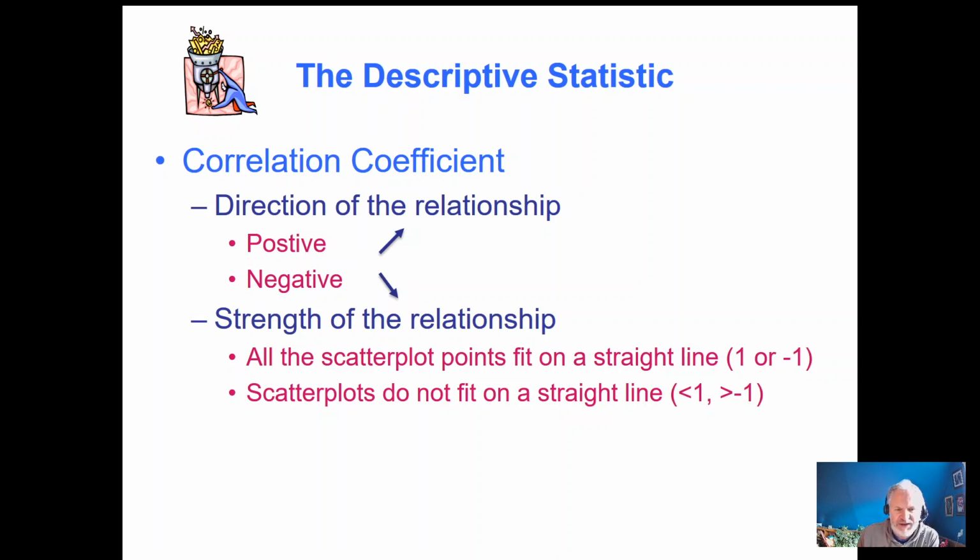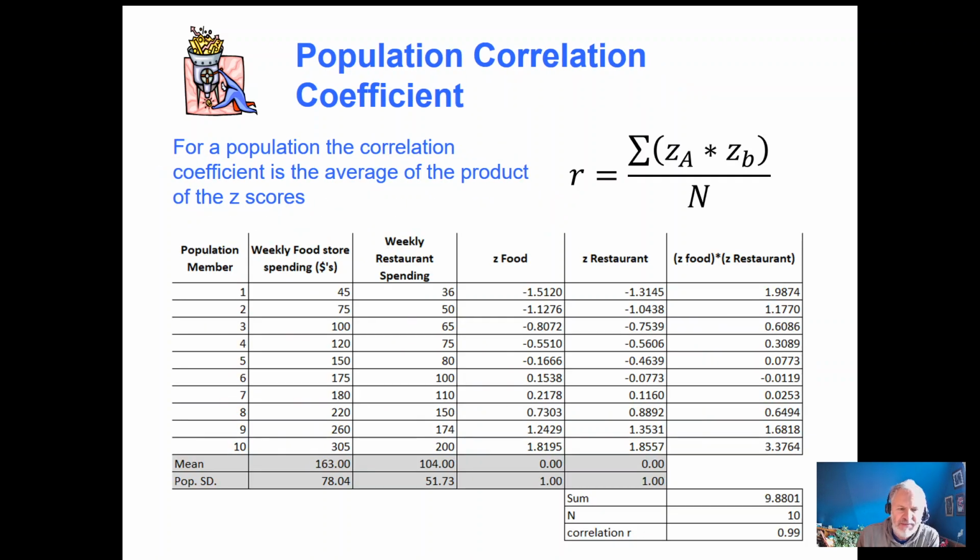So my metric is the correlation coefficient, created by Karl Pearson. And as you'll see here, it includes the z-scores. So this is another application of z-scores.